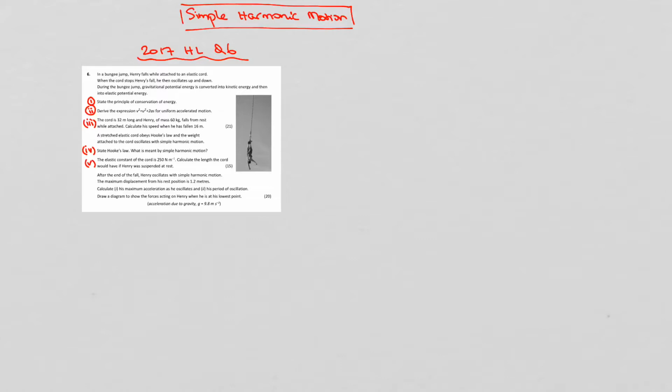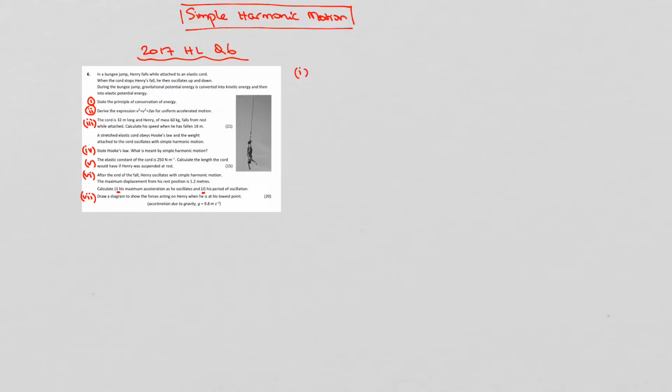After the fall, he oscillates up and down, and we have to calculate his maximum acceleration and his period of oscillation. So that's going to be part 6. And then we have to draw a diagram, which is going to be part 7. Now, obviously, there's 2 parts within part 6 as well. So if you want to number them 1, 2, 3, 4, 5, 6, or A, B, C, D, E, it's up to yourself, whatever you call them, okay? So we're going to start with part 1 there.